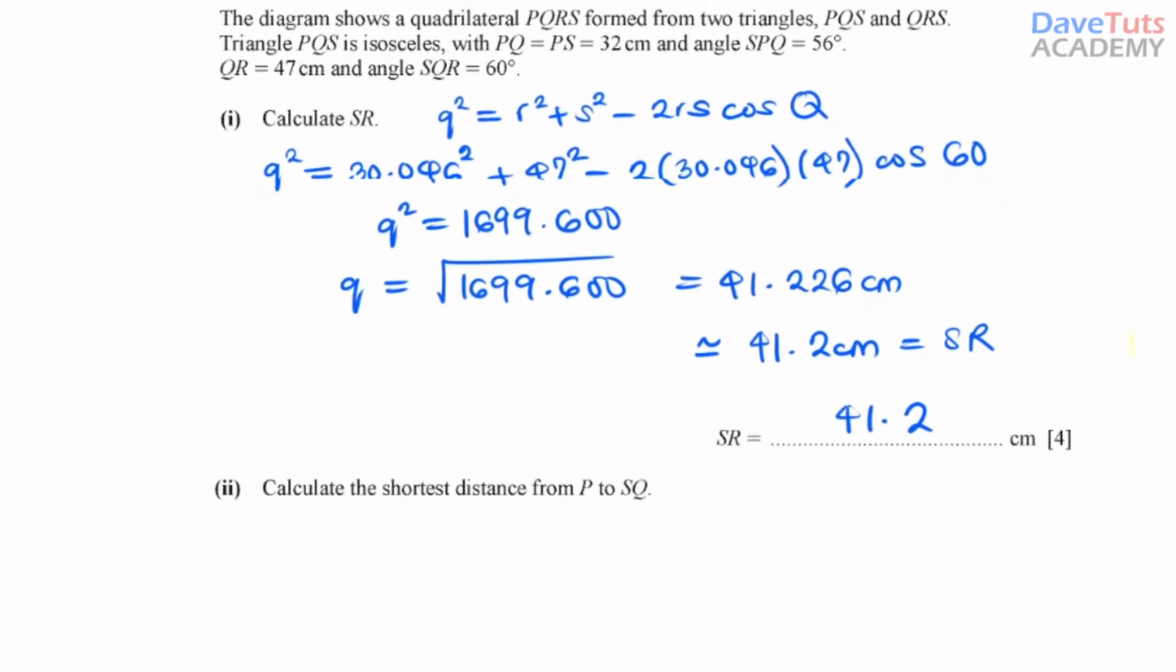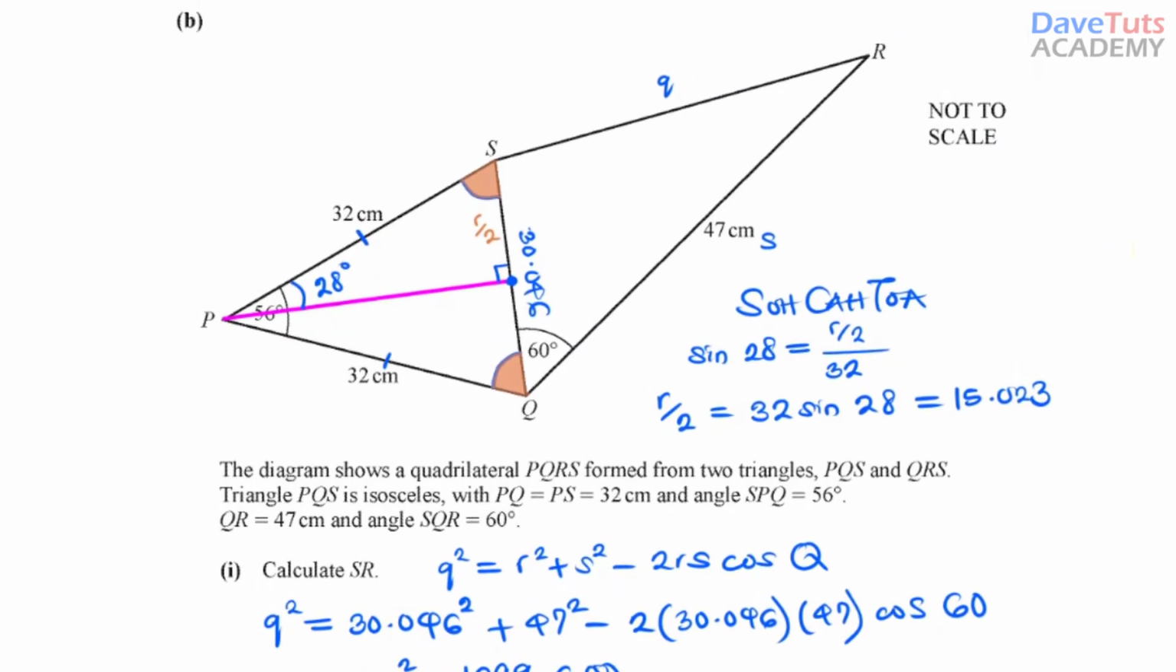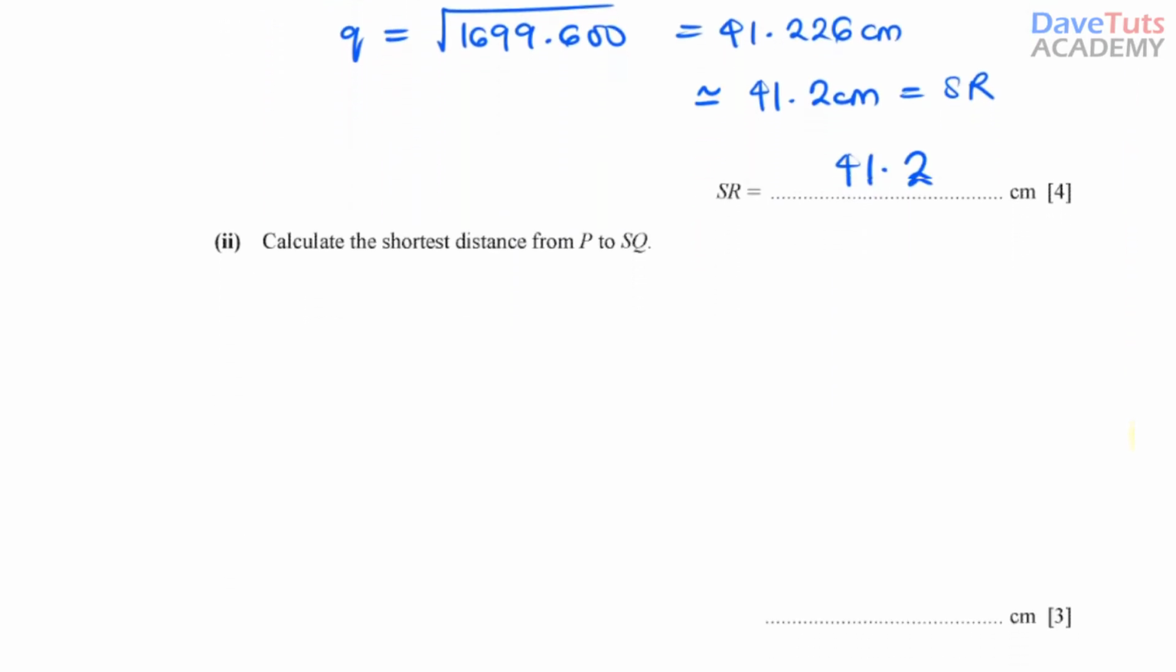So moving on with the question, our next mandate is to calculate the shortest distance from P to SQ. And if you look at the diagram, that shortest distance from P to the line SQ is the line drawn in purple, in which we have this as 32 centimeters. We have this angle 28 degrees. We have R over 2, which we have gotten as 15.023. But do we really need that? Let's just look at this triangle and see how we can solve it effectively.